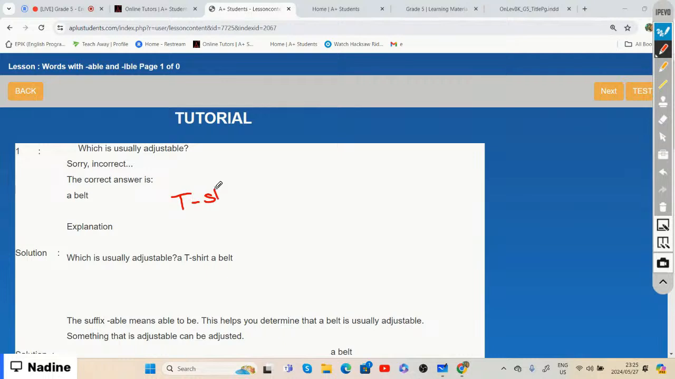Can it be a t-shirt or a belt? What is adjustable? Something that you can adjust, right? Something that you're able to be adjusted. That's a word. That's a sentence. All right. So it's something that can be adjustable, right?